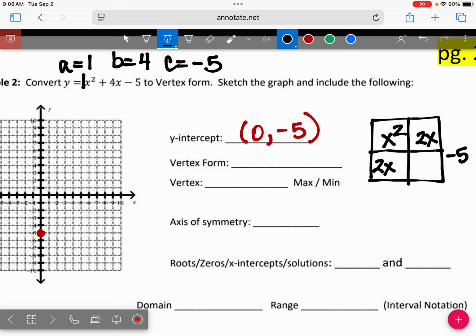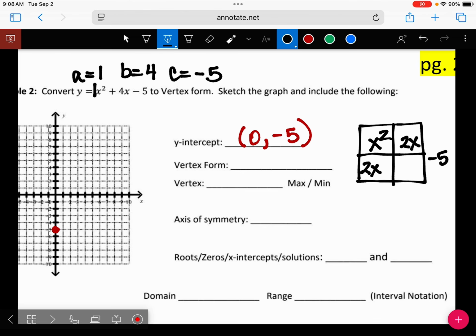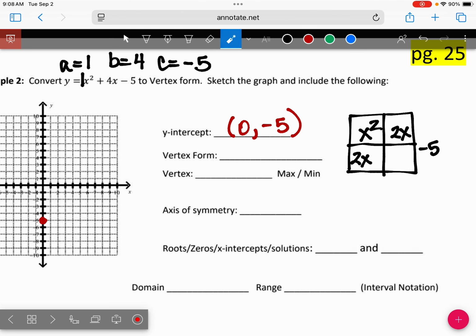Now this square is not complete. So in order to complete the square, we're just multiplying these two numbers together. And what is 2 times 2? So in the box, we put a plus 4. And that number is always a positive. And then on the outside, we put a minus 4.